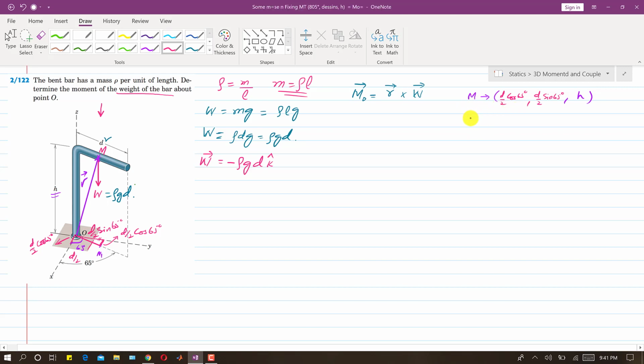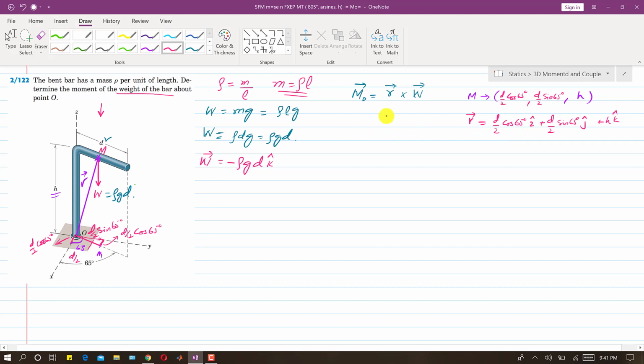Now if we write the vector r, since O is the origin, we can represent the r vector in terms of these coordinates directly. So I will write d by 2 cos of 65 degrees i, plus d by 2 sine of 65 degrees j, plus hk, right? So this is the moment arm vector.